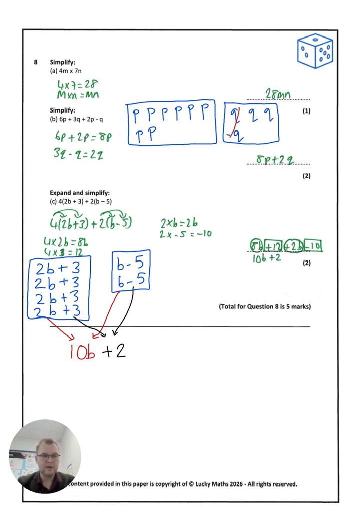Expanding brackets, I've talked about 4 lots of 2b plus 3 is set out in full on the first box on the left. 2 lots of b minus 5 is obviously the bit on the right. If we look at all the letter b's together, 2b plus 2b, 4b, 6b, 8b, and then another 2 makes 10b in total. With the numbers, we've got 3, 6, 9, 12 on the left. Take away 5 is 7, take another 5, it leaves us with positive 2.